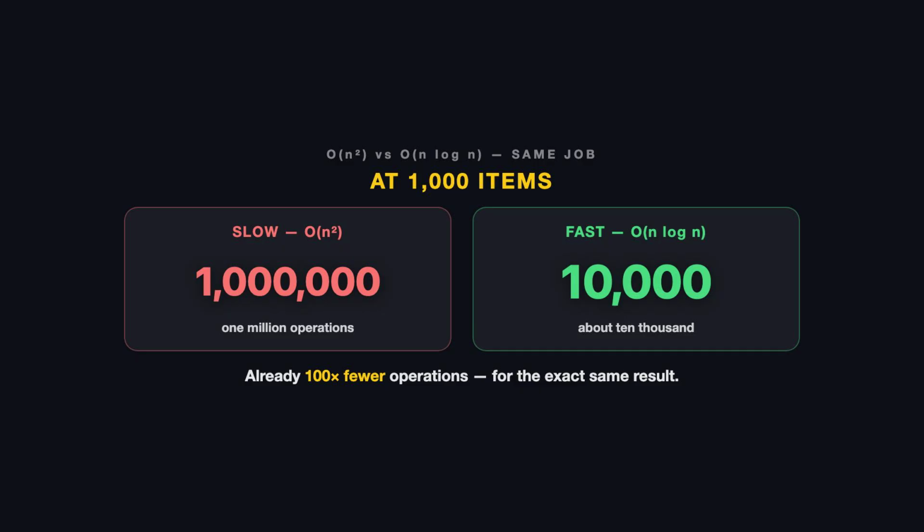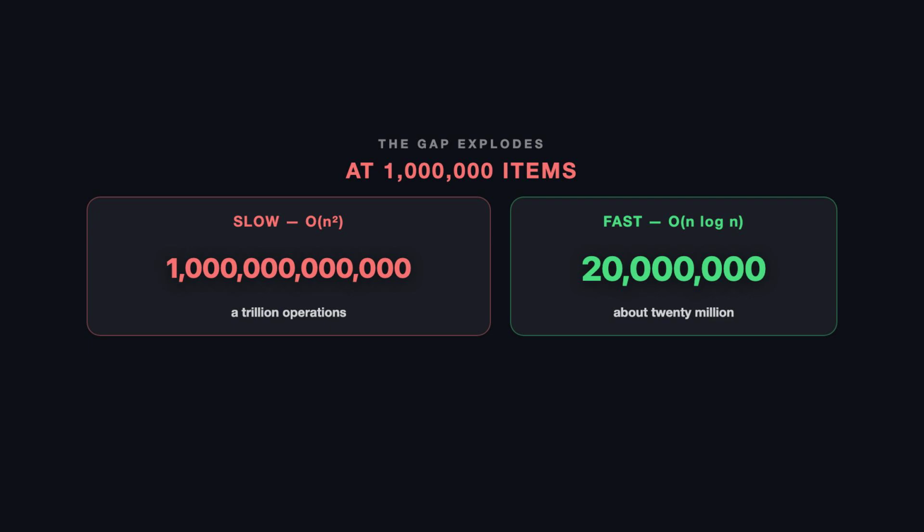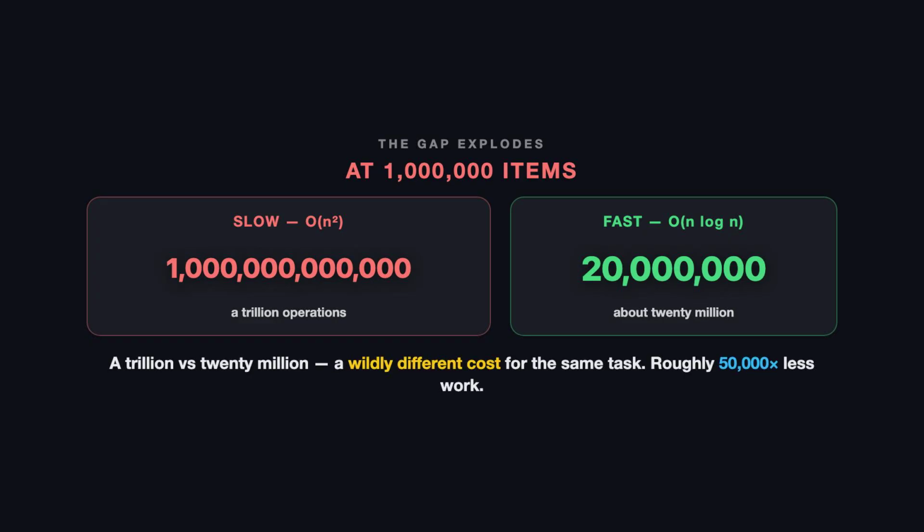The n squared sort does 1,000,000 times 1,000,000. That is 1 trillion operations, a 1 followed by 12 zeros. The n log n sort? About 20 million. Look at those two numbers side by side. A trillion, versus 20 million. That is a wildly different cost for the exact same task, roughly 50,000 times less work. On a real machine, that is the difference between a sort that finishes before you blink, and one that hangs for minutes. That is why n log n is the whole ballgame.